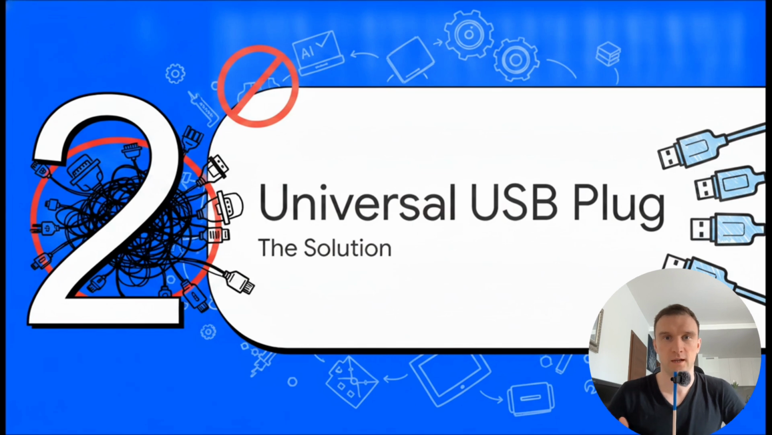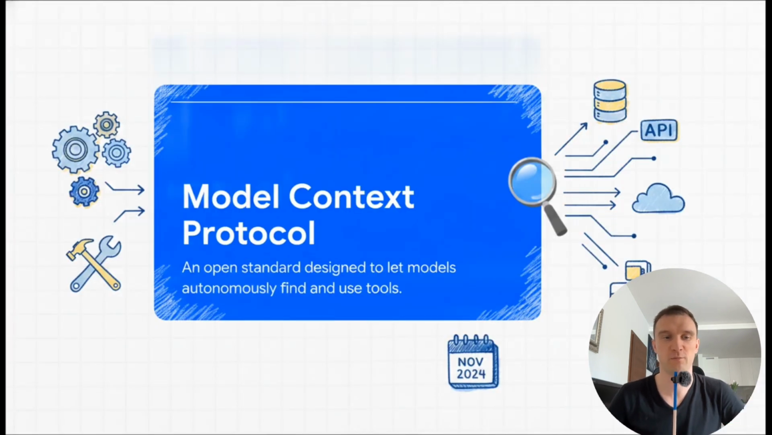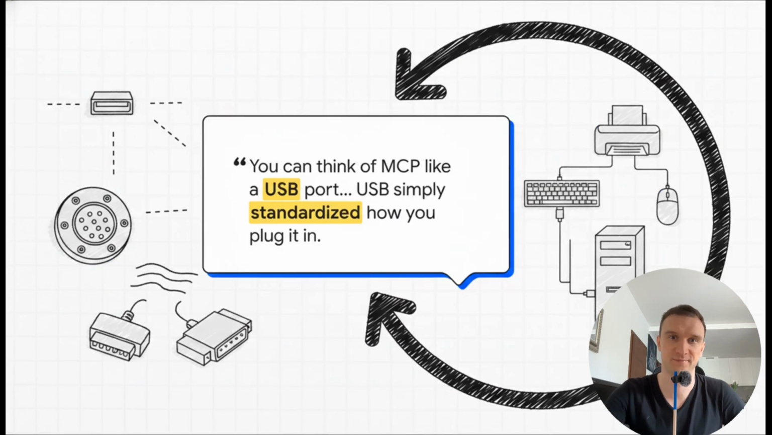To solve this, Anthropic introduced the Model Context Protocol (MCP) in November 2024 as an open standard, designed to let models autonomously find and use tools without constant manual assistance.